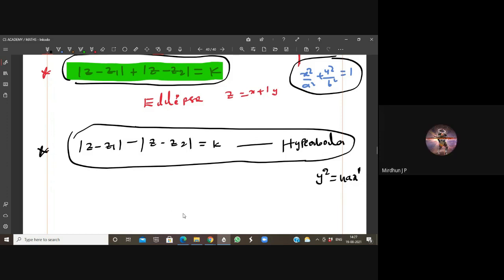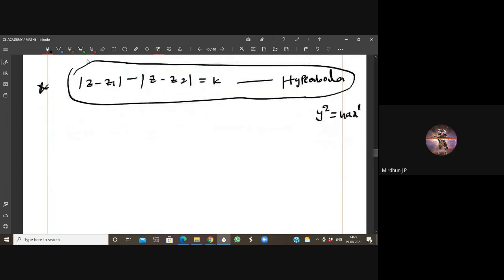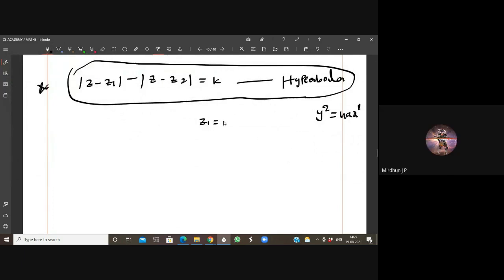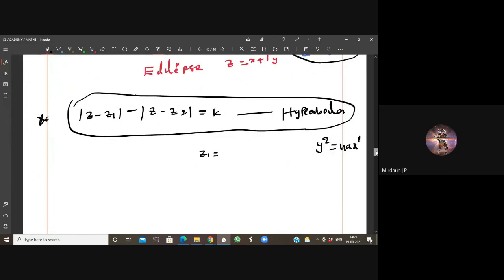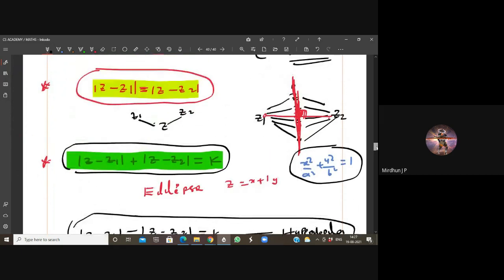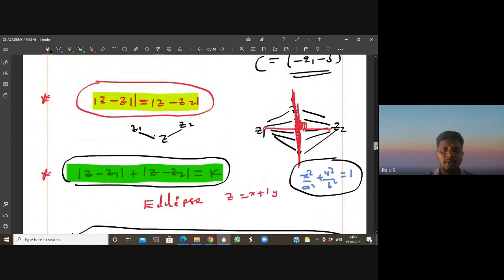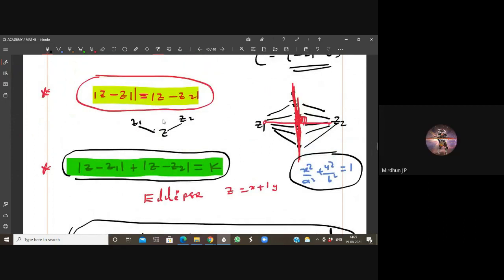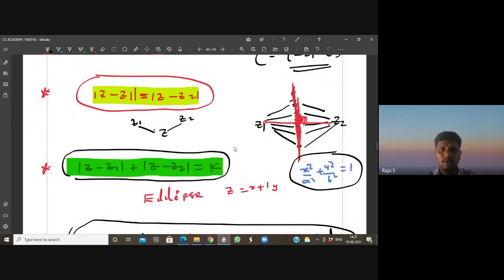Sir, what if z1 is equal to minus z2, sir? For the above equation, sir, z1 is equal to minus z2. What will happen to that, sir? Okay, z1 is equal to z2. No, sir, for the ellipse and the hyperbola. Okay, when you take z1 is equal to z2, it will become a circle.